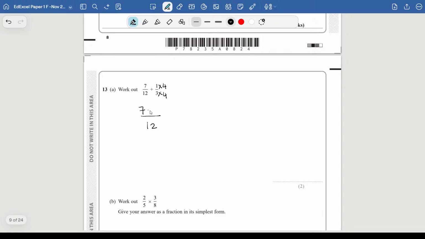Now this 7 is added to 4 times 1, which gives me 4. 4 is added to 7. 11 out of 12 is the answer.